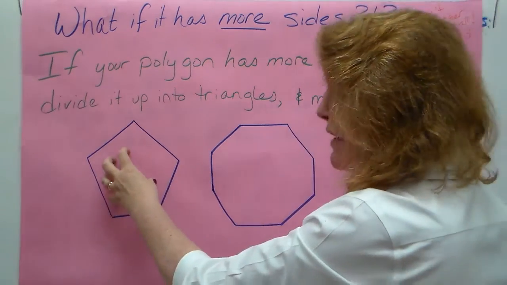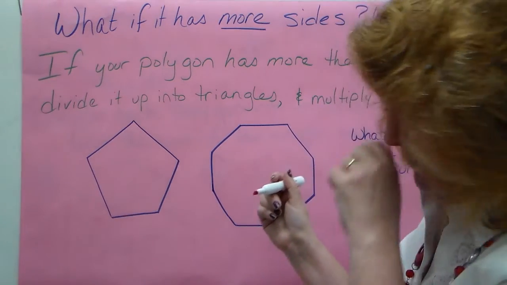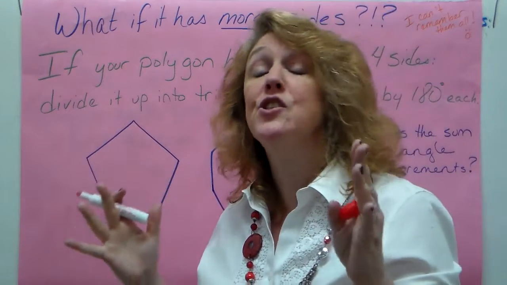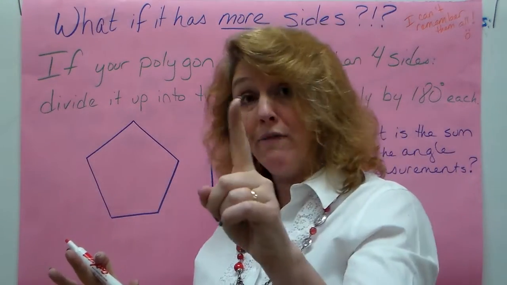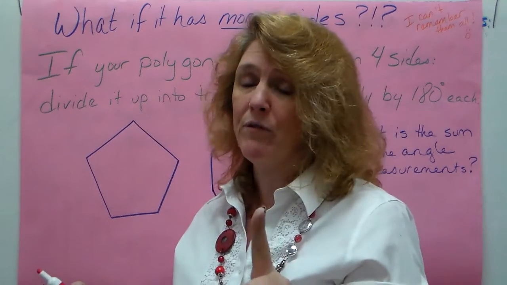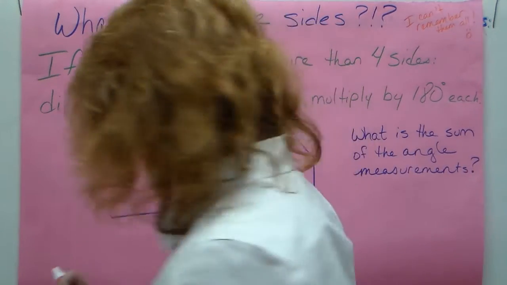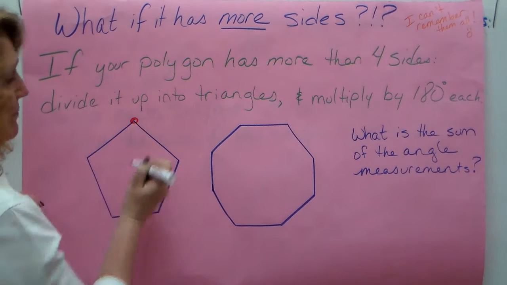We're going to start with a 5-sided figure. This is a pentagon. I'm going to pick one vertex to start with, and that's going to be where all my diagonals come from. One vertex. Has to be all from one vertex or this doesn't work. So let's pick this one.